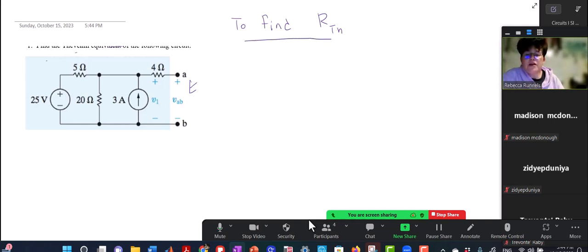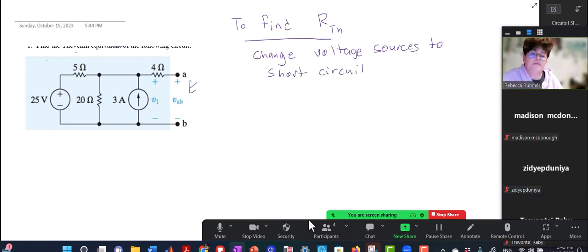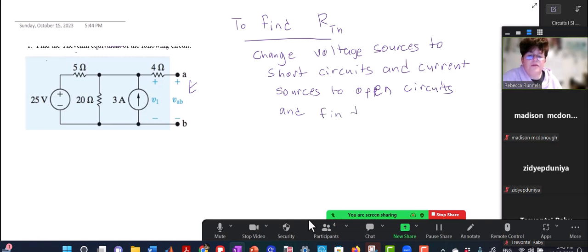But to find R Thevenin, you change voltage sources to short circuits and current sources to open circuits, and find the equivalent resistance as seen by the Thevenin.